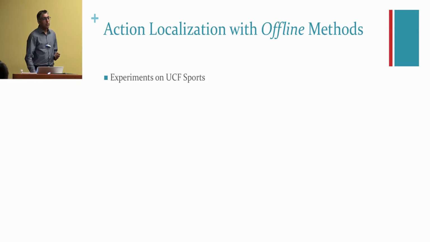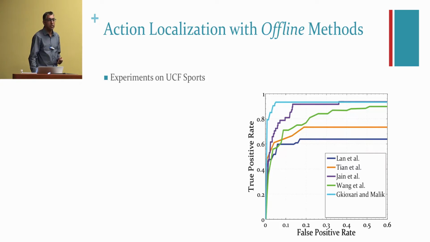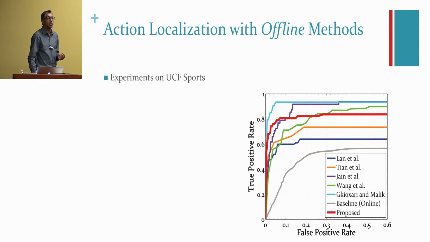Now, these were the prediction and localization performance against time. However, we also wanted to analyze how we do against the traditional offline action localization methods. For that, we did experiments on UCF Sports. On the right, we have the ROC curve, which is true positive rate against false positive rate. Here I'm showing the state-of-the-art methods for UCF Sports. We computed a baseline in an online manner, shown by the gray curve, which shows the challenging nature of this problem. And for our method, we are getting much better results, competitive with the state-of-the-art. In certain cases, we are even performing better than offline action localization methods.